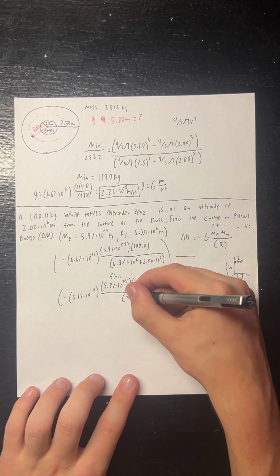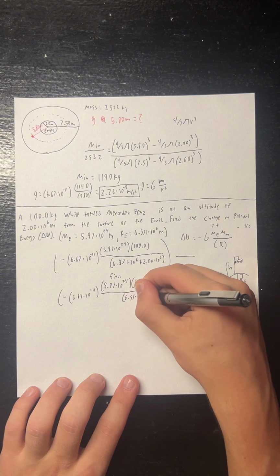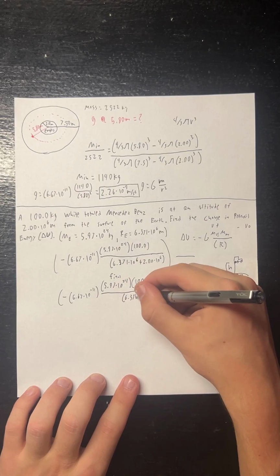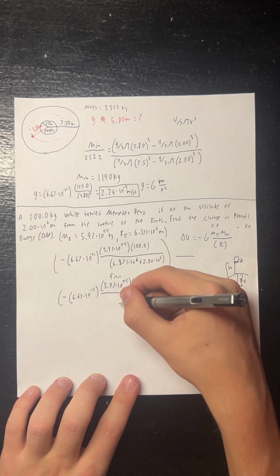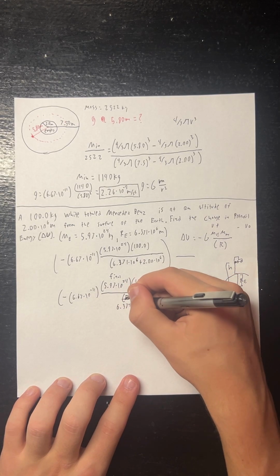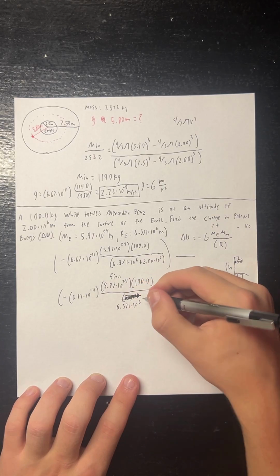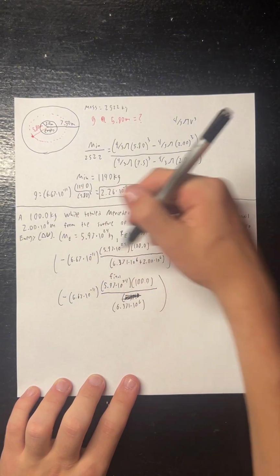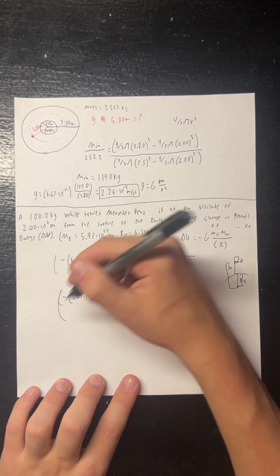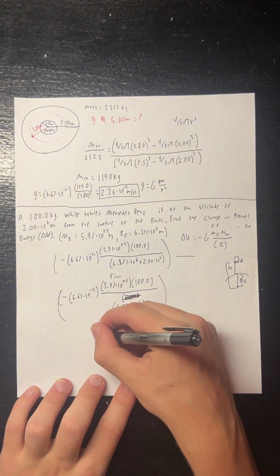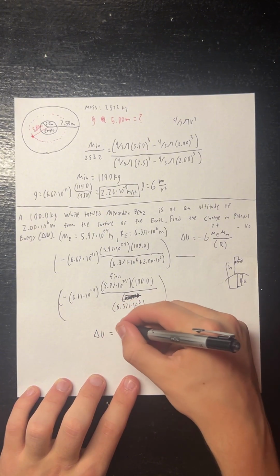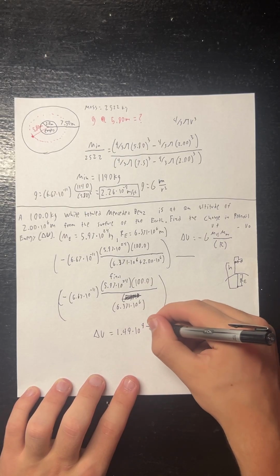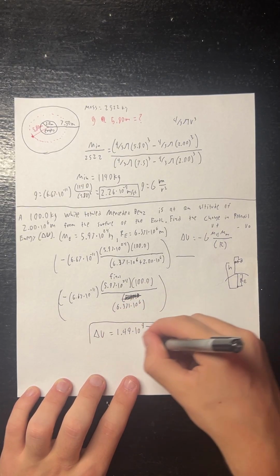So this is going to be 6.371 times 10 to the 6, and we can do this minus this, and you should come out to a delta U equals 1.49 times 10 to the 9 joules. And that is how to do a question like that.